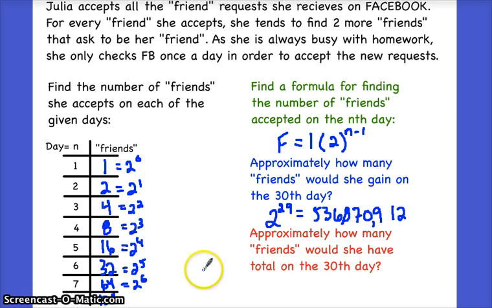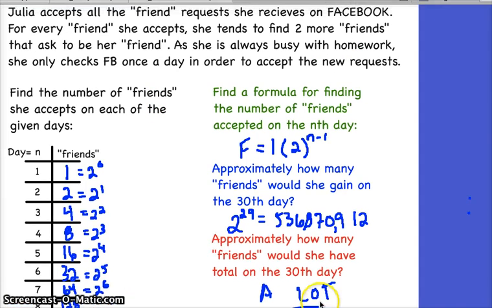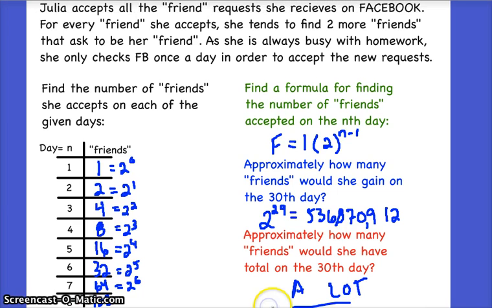Well, in order to get that, remember, we're going to have to add up this previous number to what she had on the 29th day and the 28th day and 27th day, and just realize that right now she's going to end up with a lot of friends. All right? So I'll let you handle that if you want to go find that number.